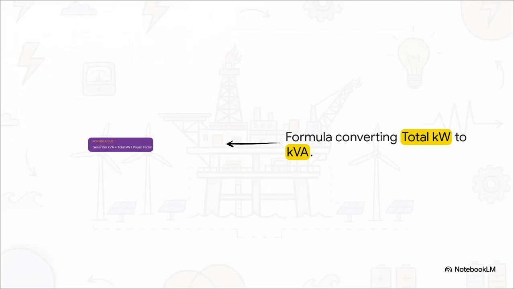But remember, our load schedule gave us a number in kilowatts, which is real power. Generators, however, are rated in kilovolt amperes, or apparent power. This requires us to divide our total kilowatts by an assumed power factor. Typically, that's 0.87 for low-voltage systems or 0.89 for high-voltage systems.